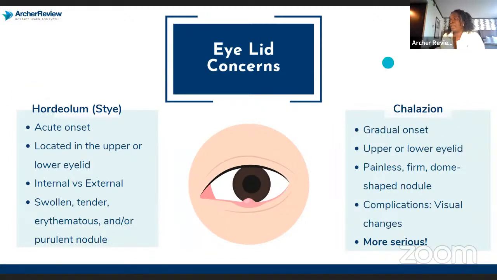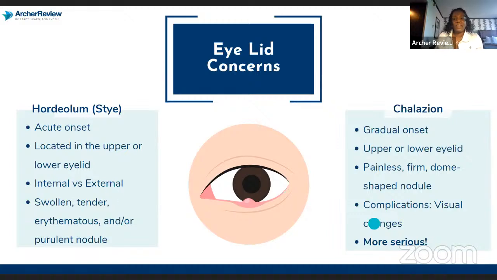So here are some eyelid concerns, which is another common eye complaint: hordeolum or chalazion. We call it like the little nodule that develops on the lower part of the eyelid, and it's external. A lot of times it's more cosmetic looking, where it's bothersome to the patient. And it could be internal or external. It's swollen, it's tender, it's very red. It's kind of like a nodule. The hordeolum, we call it like a sty, and it can stay for a little while on the eye.